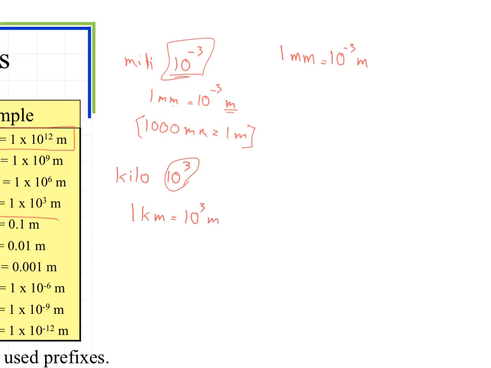Let's see how micro is. Micro, and we show it with this symbol, okay? And micro means 10 to negative 6. So always 1 with the prefix: 1 micrometer equals the meaning of the prefix, 10 to negative 6 meter, okay? So this way you never mix up, and you're always sure about your conversion.